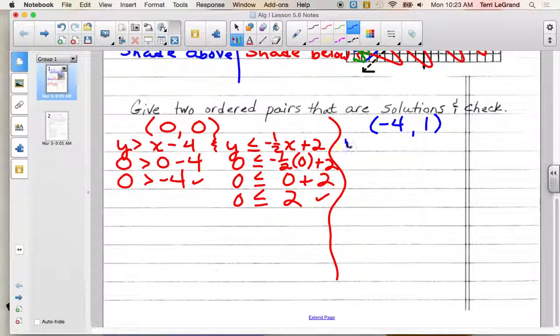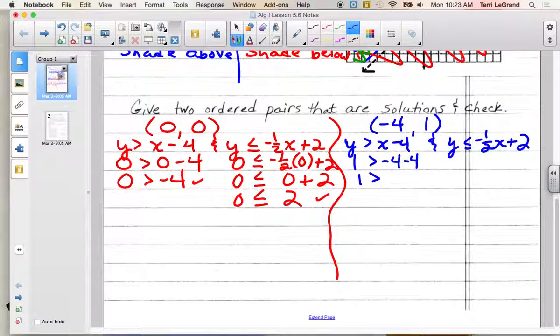And we have our y is greater than x minus 4. I always have to have these written down. I don't want to have to look somewhere else. I want it right above me. So 1 is going in for y, negative 4 is going in for x. What is negative 4 take away 4? Negative 8. That's a true statement or a false statement? That's a true statement. So that one checks out.